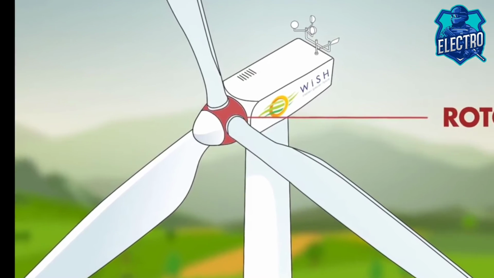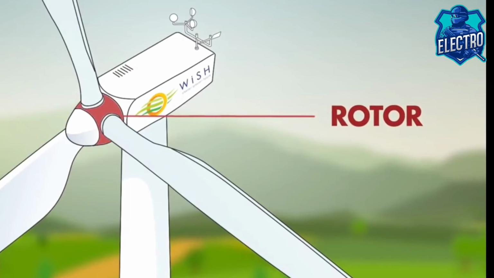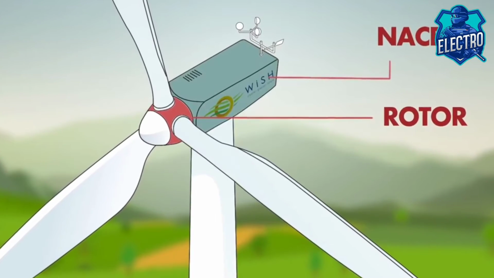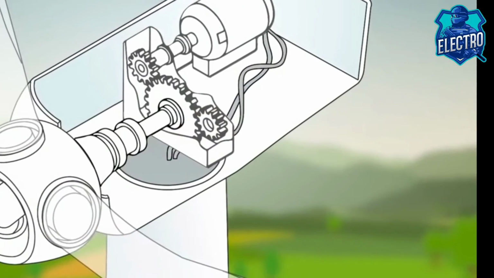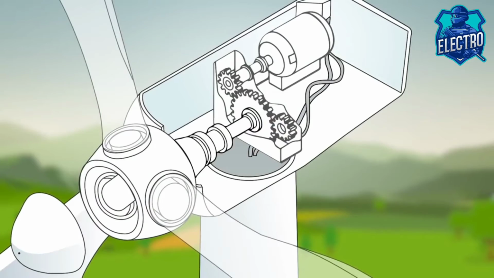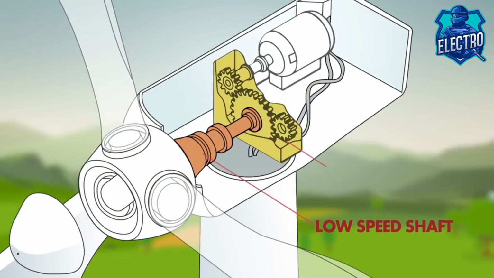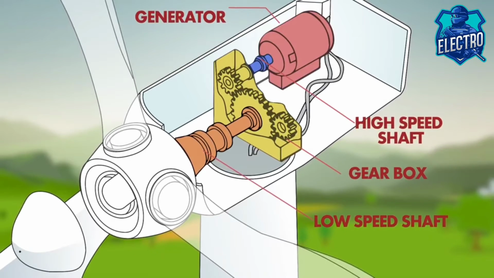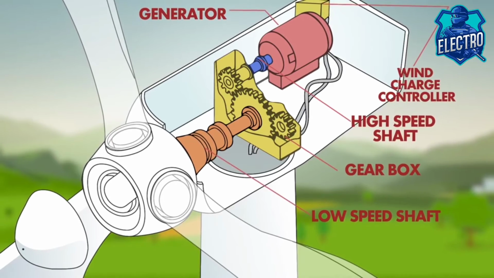The hub and the blades together form the rotor, while the main body of the turbine sitting on top of the tower and behind the rotor is called the nacelle. Inside the nacelle is the heart of the turbine, which consists of the low-speed drive shaft, the gearbox, the high-speed drive shaft, the generator, and the wind charge controller.